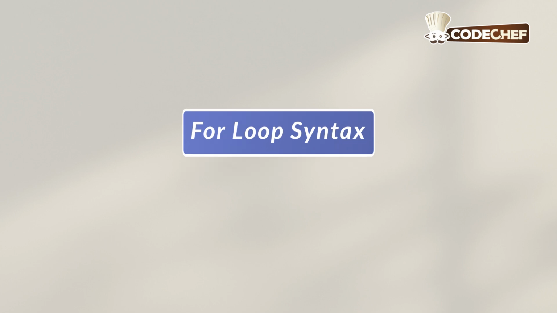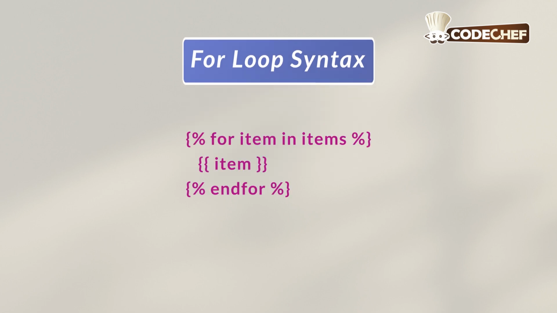So here is the basic syntax of the for loop. Whatever code is inside the for block runs once for each item in the list. And you must also close the loop using the endfor. So here you see for item in items. You can imagine items as a list, and item is the iterator that you use in order to iterate over the items in the list.